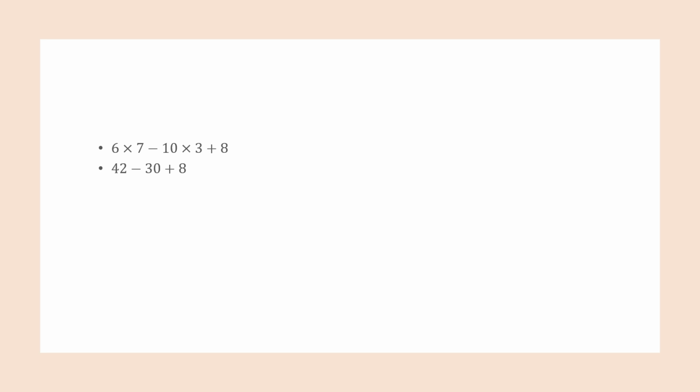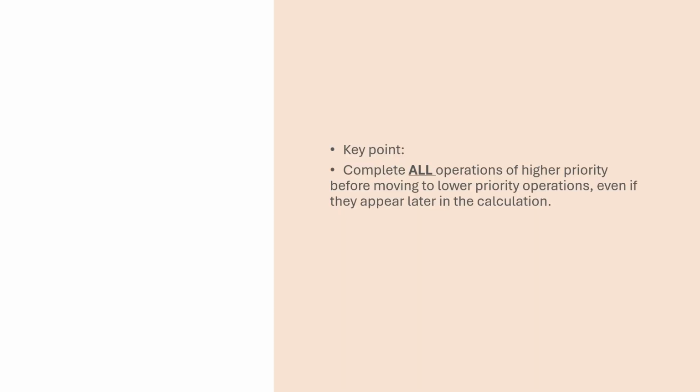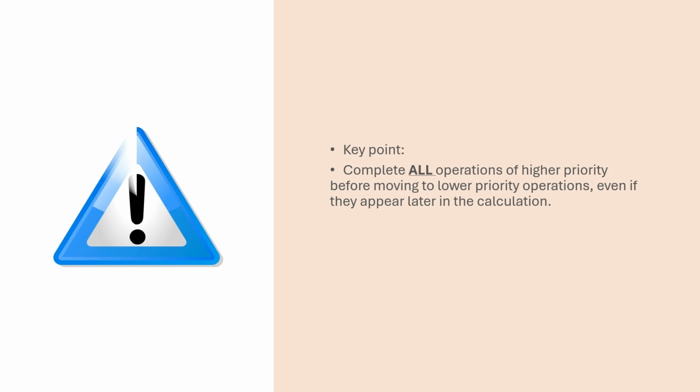Do all multiplications first. Equals 12 plus 8, subtraction first, working left to right, as subtraction and addition have equal priority. Equals 20, addition last. Key point. Complete all operations of higher priority before moving to lower priority operations, even if they appear later in the calculation. This wraps up our topic on BIDMAS.